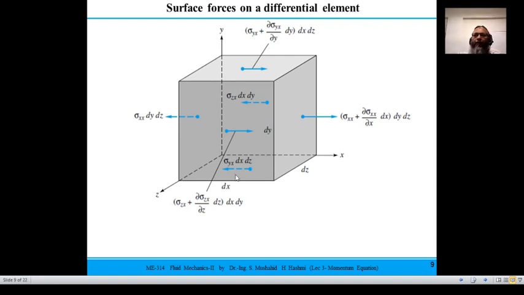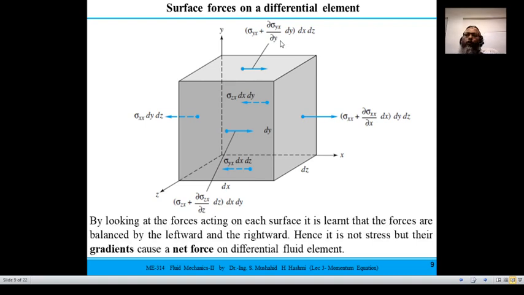Similarly, if it travels a certain distance dx, its stress would be this normal stress plus some change in stress that takes place as it moves in the x direction. So these are the two forces which are acting onto this side. Similarly, the forces can be represented by these expressions. If we look closely, sigma xx is here.